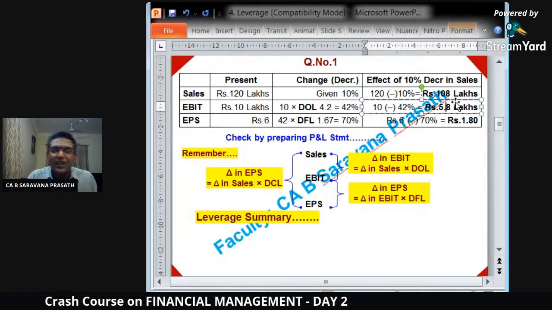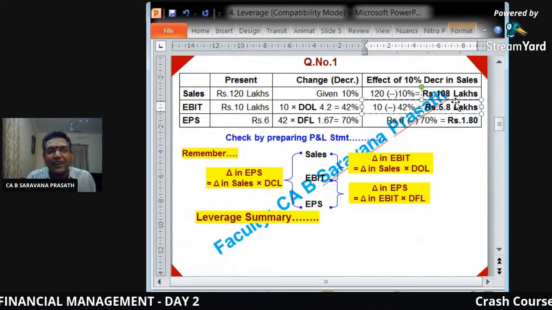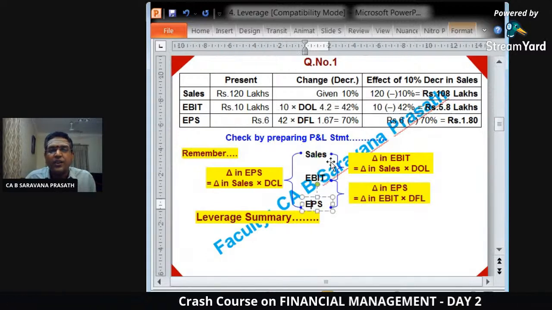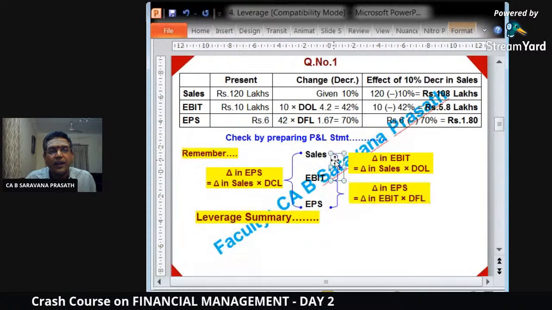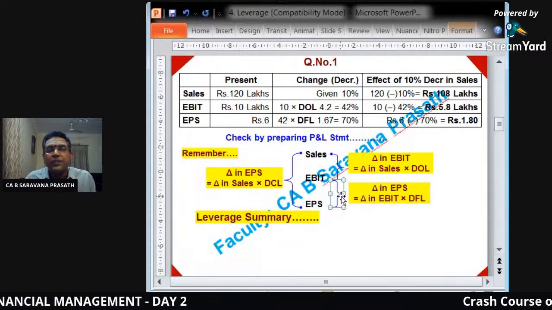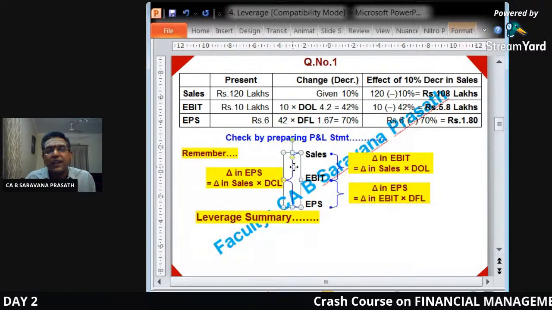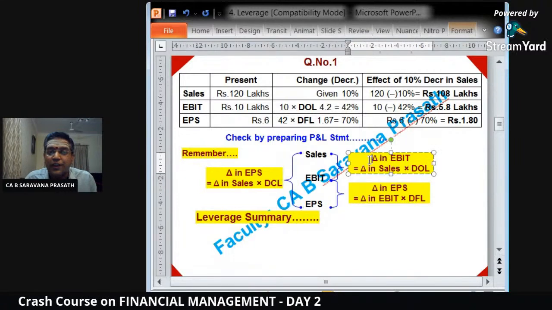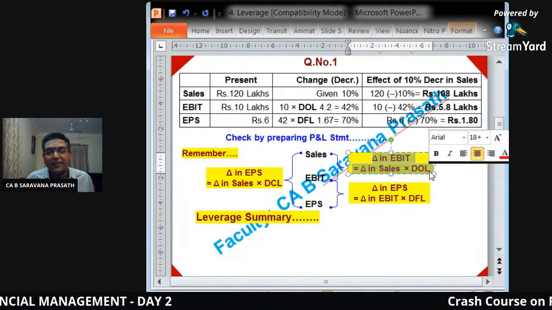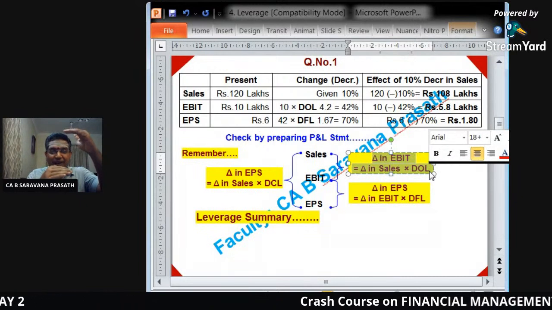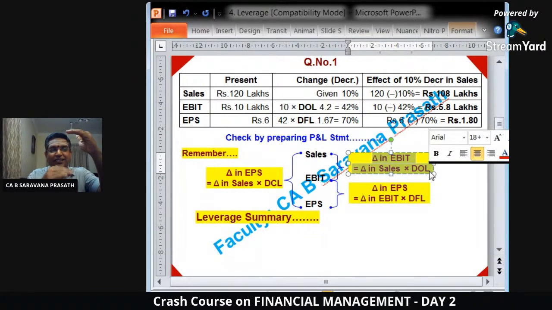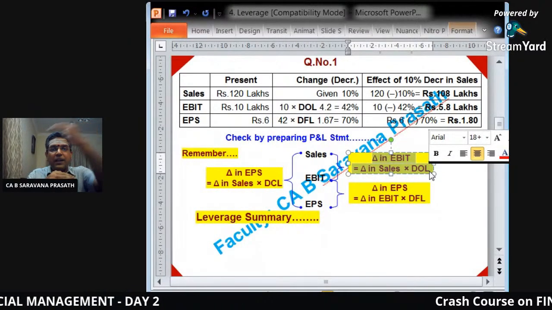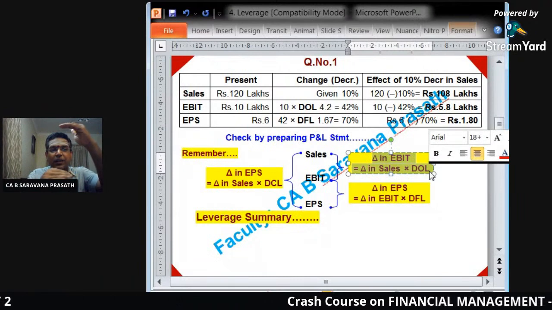You can check this. Now I have a small diagram from which you can understand the linkages. Sales, EBIT and EPS. If you remember, the first two numbers are linked by degree of operating leverage. The last two numbers are linked by financial leverage. First line to last line are directly linked by the combined leverage concept. So, if you look at the equation appearing here, sales and EBIT. Look at the hand movement that I am showing. A change in the number at the top multiplied by DOL times will lead to change in the number at the bottom.